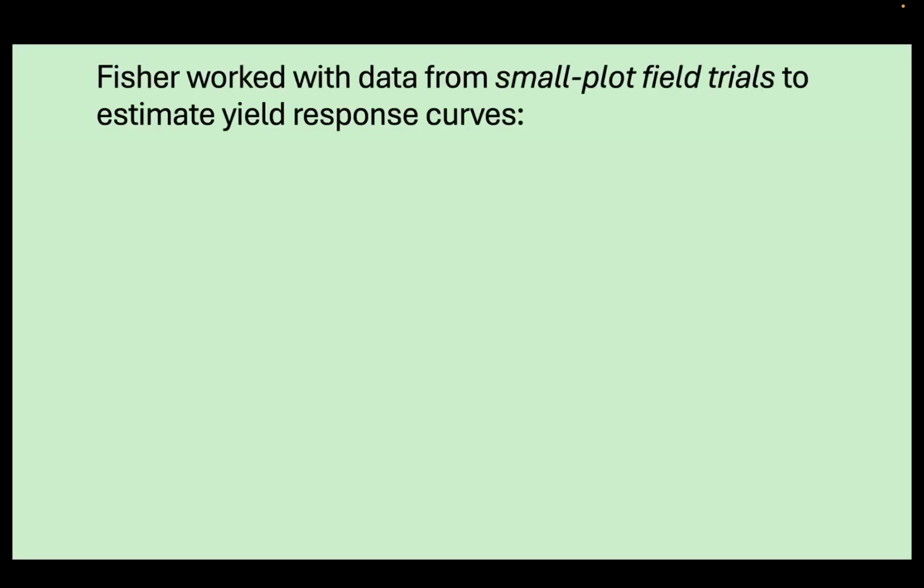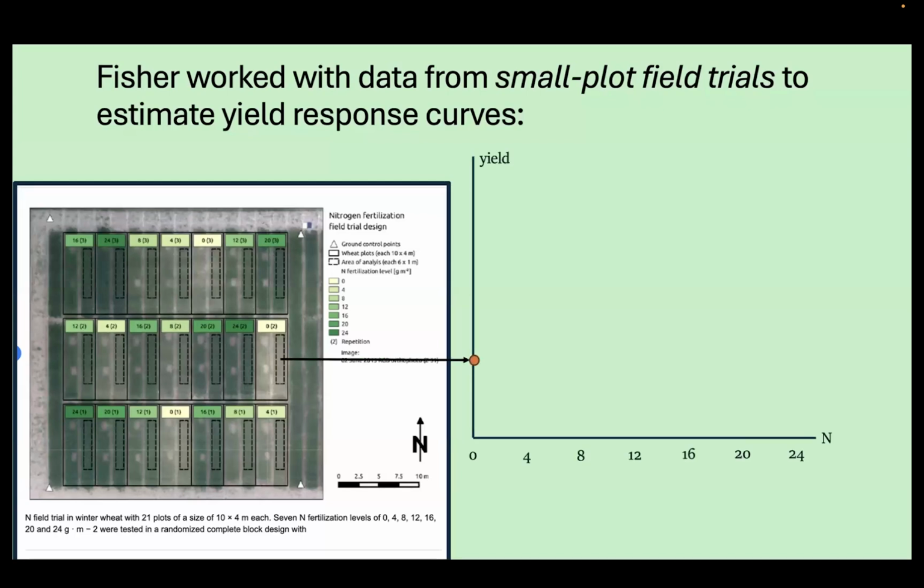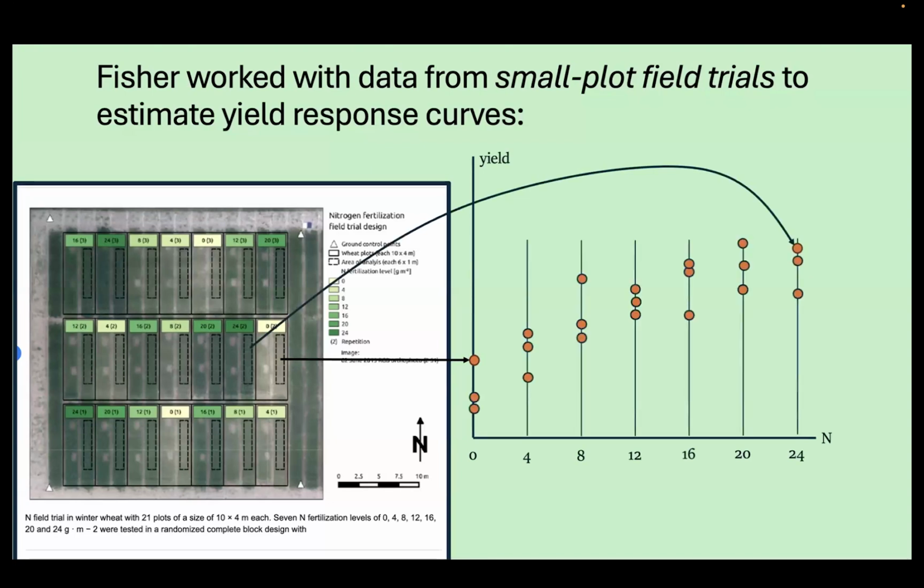Okay, this is how Fisher's small plot trials work. Here you see a drone shot of 21 plots, each about 10 meters by 4 meters in dimension. Here there are 7 different nitrogen application rates from 0 to 24 gallons per acre. You can find a place where 0 nitrogen was applied and find a yield, and that gives you a point of data. You can find a place where 24 gallons was applied, and that will give you a yield. If you do that 21 times, you get 21 observations, and you might learn something about how yield responds to that input. So these are small plot trials.